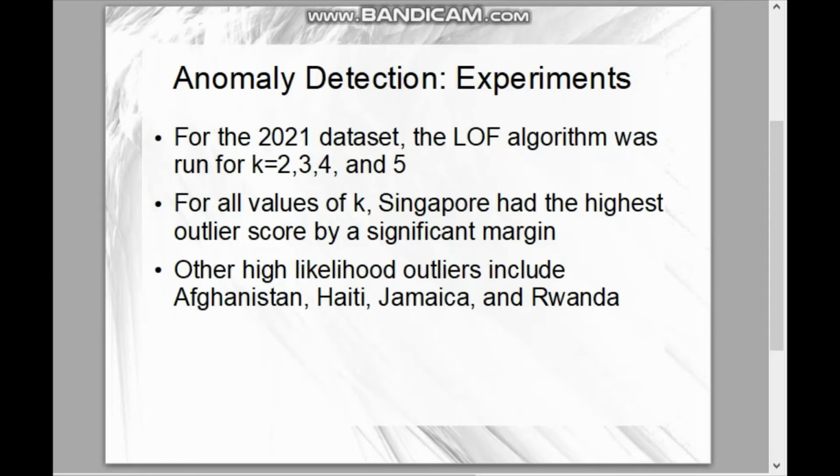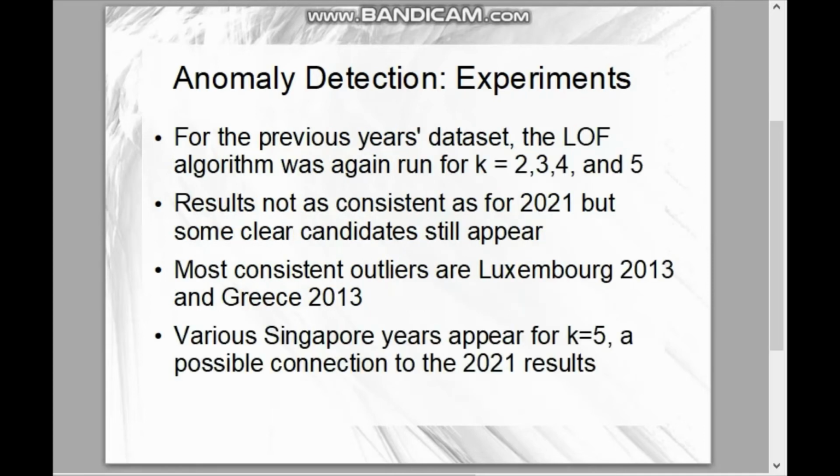But the high outlier values showed somewhat more stability here. For all values of K 2, 3, 4, and 5 here, Singapore had the highest outlier score and by a significant margin over the others. But there were other very consistent high scoring countries in the local outlier factor rankings, such as Afghanistan, Haiti, Jamaica, and Rwanda. And then for the dataset including all previous years, I again ran the outlier for K equals 2, 3, 4, and 5.